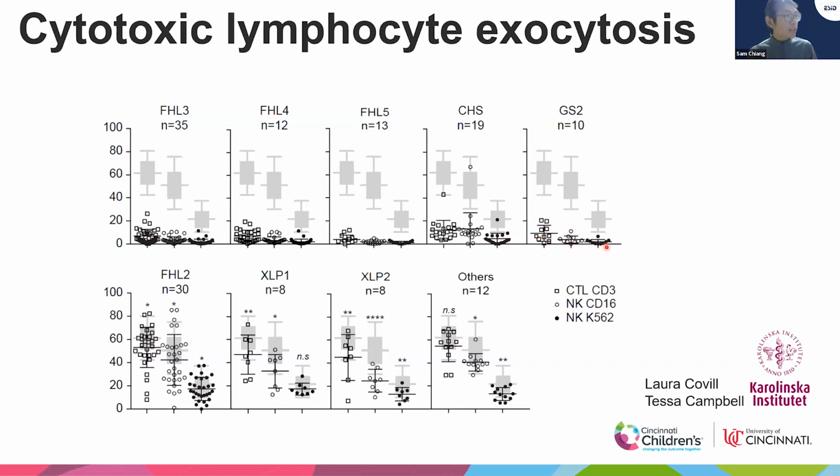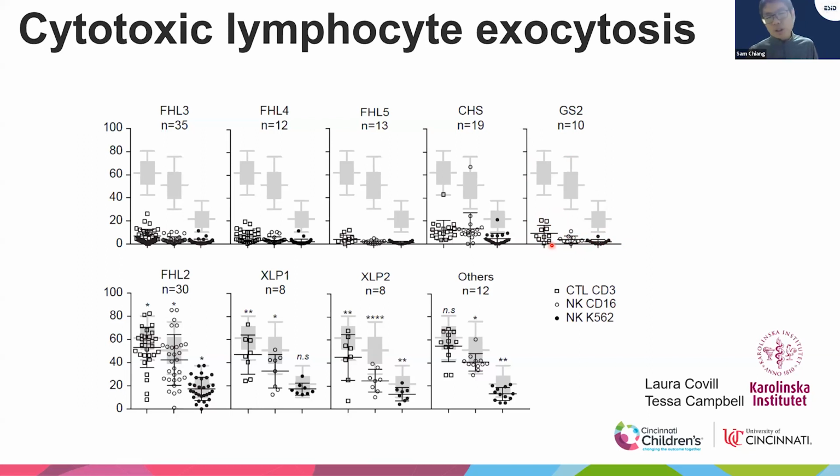So the first point that you can see for these, we have different genes, right? FHL3, 4, 5, Chediak-Higashi, and Griscelli. We have 5 different genes. We have these 3 different tests. We have the normal controls up here. This is 200 individuals from the blood bank, and we have all these patients down here. The first point that I'm going to bring across is that all the patients have very low or no exocytosis. So all 3 of these assays work really well.